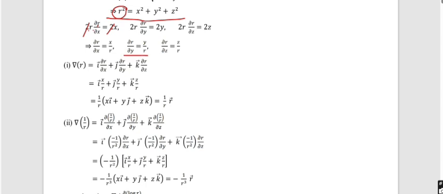From this, we find del of r. We know that the formula for del of r is i vector into ∂r/∂x plus j vector into ∂r/∂y plus k vector into ∂r/∂z. That is, i vector into x by r plus j vector into y by r plus k vector into z by r. In all the terms, 1 by r is common, so we take it outside. Here 1 by r into xi vector plus yj vector plus zk vector. That is 1 by r into r vector. So del of r equal to r vector by r.